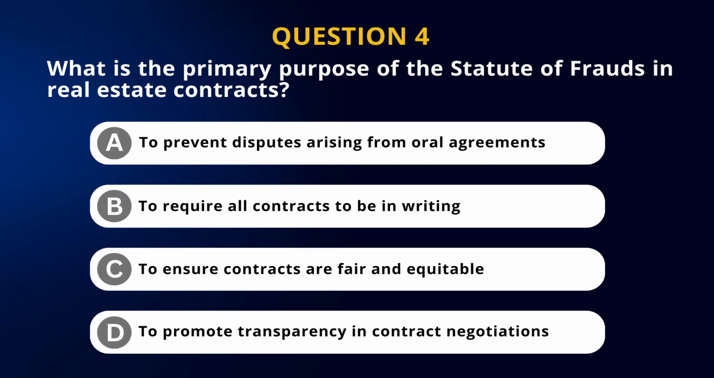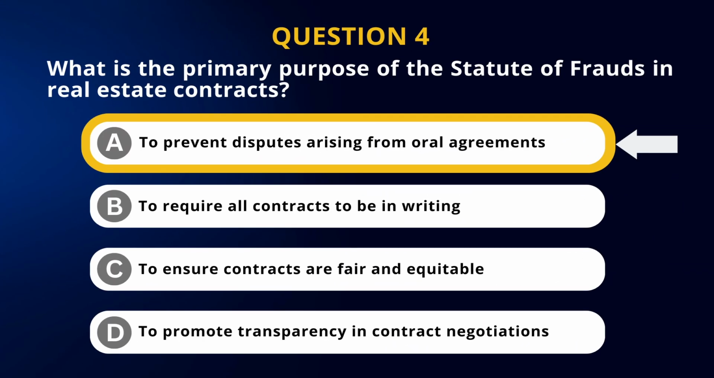Question number 4. What is the primary purpose of the statute of frauds in real estate contracts? Letter A, to prevent disputes arising from oral agreements. Letter B, to require all contracts to be in writing. Letter C, to ensure contracts are fair and equitable. Letter D, to promote transparency in contract negotiations. And the answer is letter A, to prevent disputes arising from oral agreements.